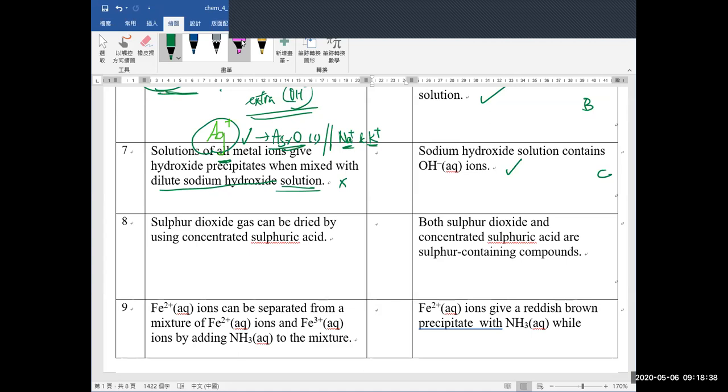Question next. Sulfur dioxide gas can be dried by using concentrated sulfuric acid. Both sulfur dioxide and concentrated sulfuric acid are sulfur containing substances. The answer is, Chen Zhenhe, you mentioned it as A. Both are correct, while the second statement can explain. Is it this? So you mean that when you are going to dry the gas, you need to match the element when you choose the correct drying agent.